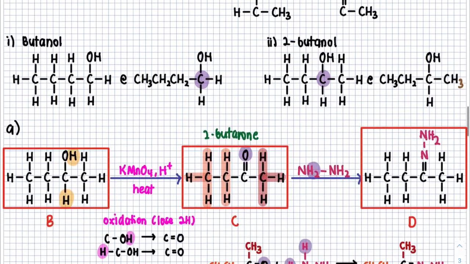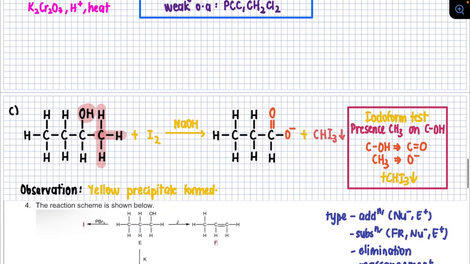Okay, so let's look for the equation itself. For the iodoform test, again, it is used to detect the presence of CH3 on our carbonyl. But in this case, what would happen is that our C must have COH, CH3, hydrogen. Okay, so what happened here?